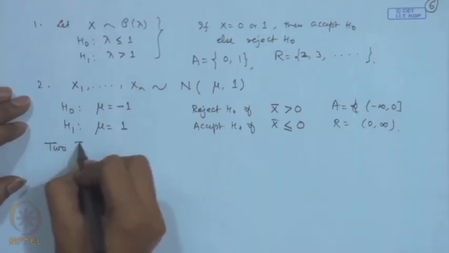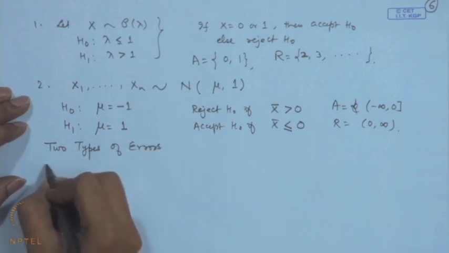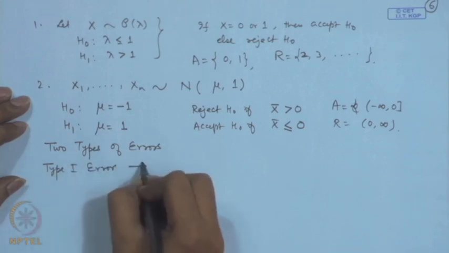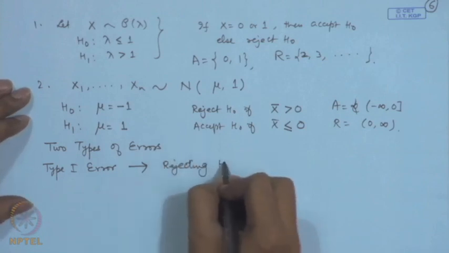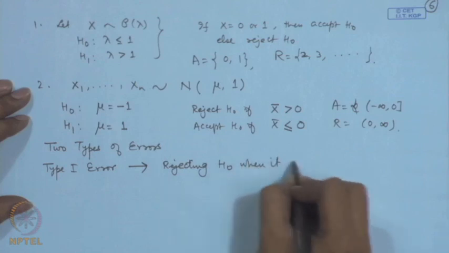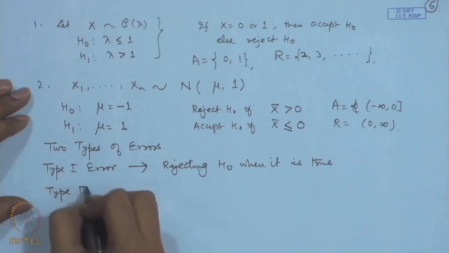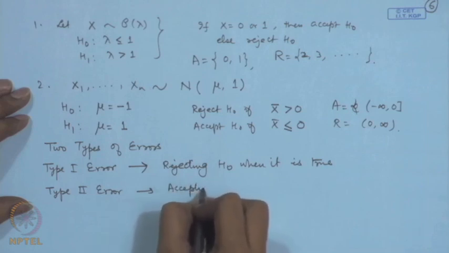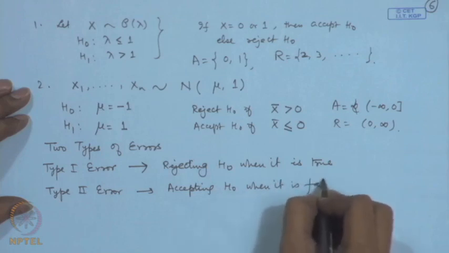Therefore, we are likely to commit two types of errors. They are called type 1 error and type 2 error. Type 1 error is rejecting H naught when it is actually true, and similarly type 2 error is accepting H naught when it is false.